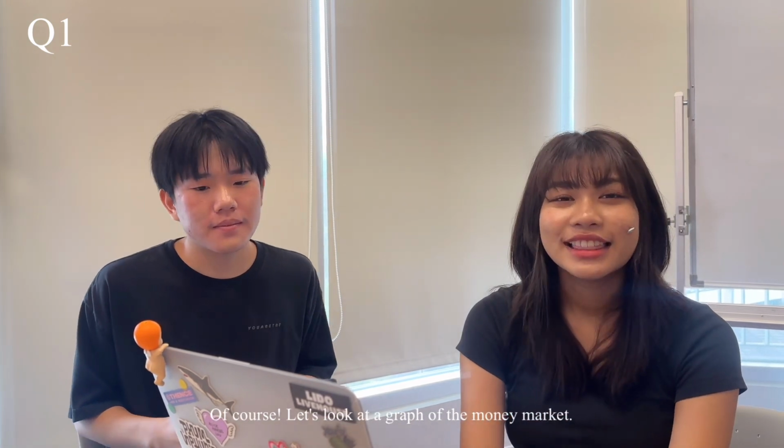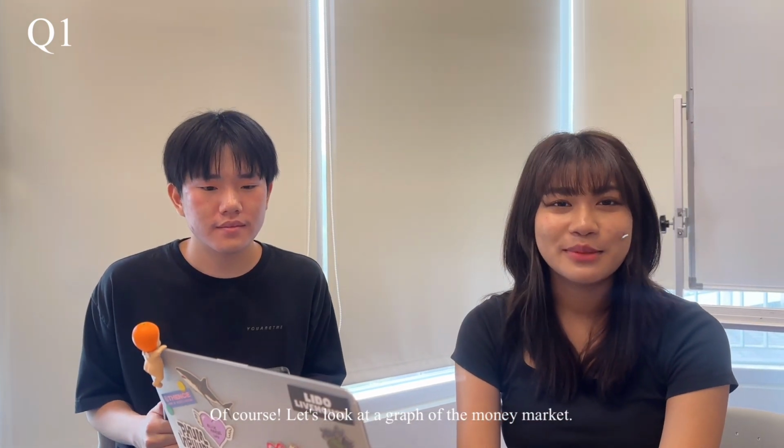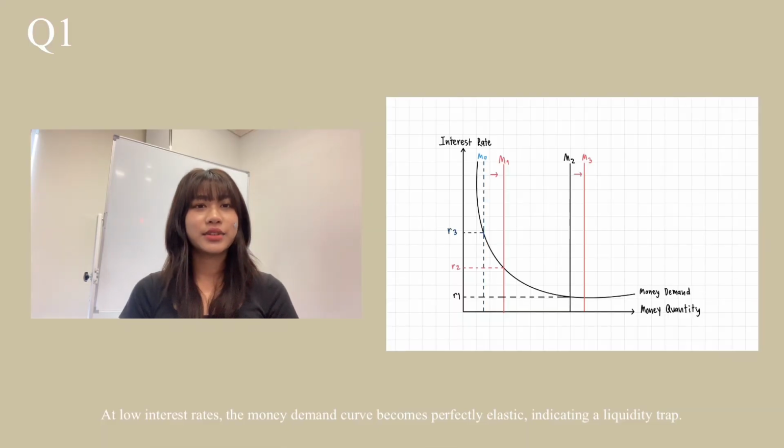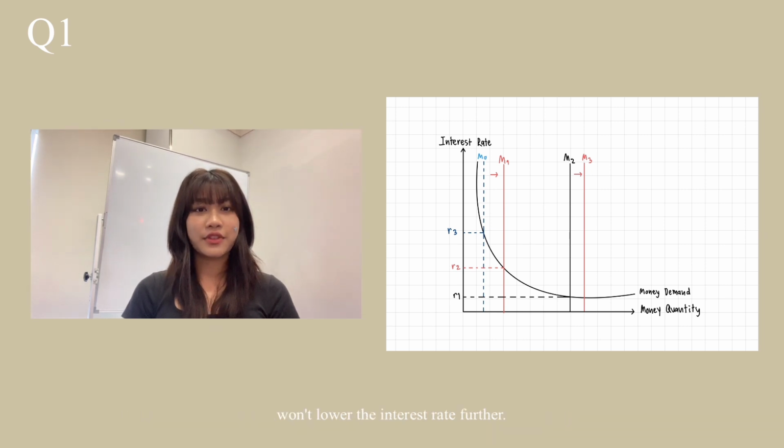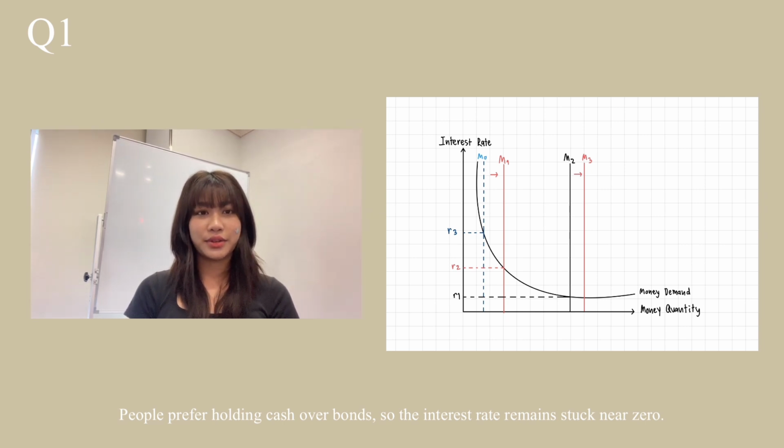Of course, let's look at a graph of the money market. At low interest rates, the money demand curve becomes perfectly elastic, indicating a liquidity trap. This means that any increase in the money supply, shifting the money supply curve from MS1 to MS2, won't lower the interest rate further. People prefer holding cash over bonds, so the interest rate remains stuck near zero.